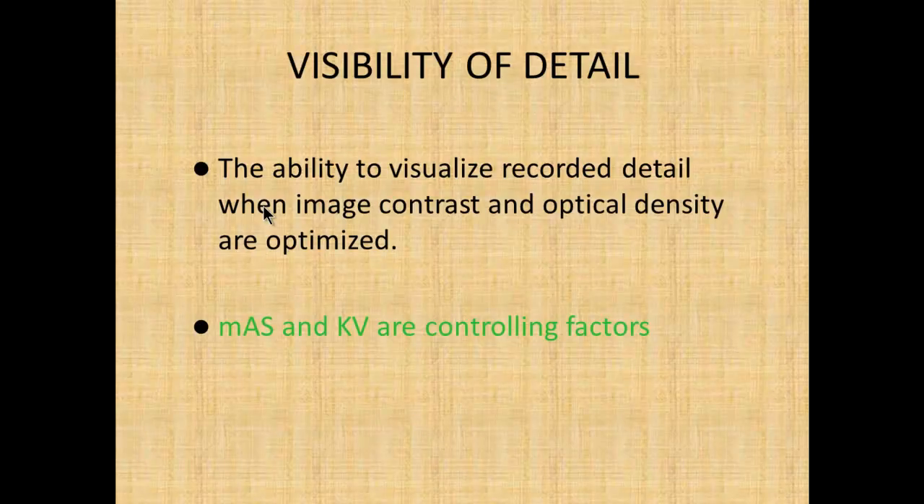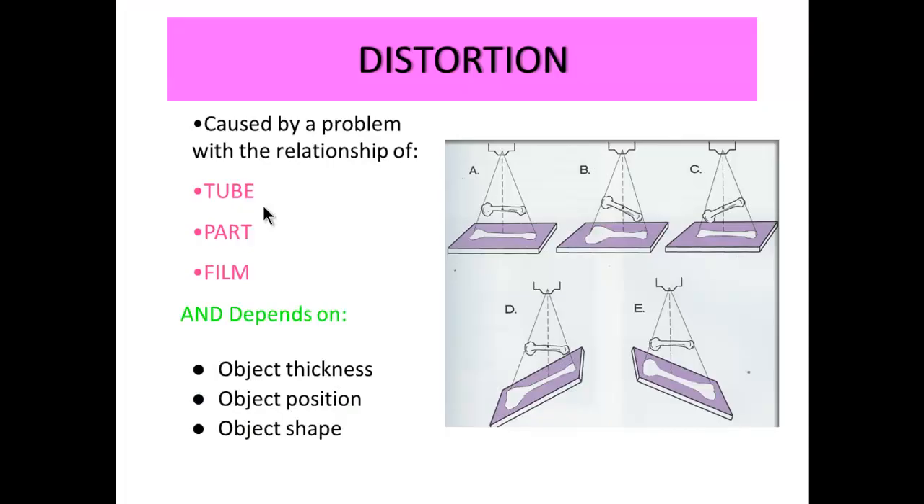Visibility of detail, again, is the ability to visualize recorded detail. In other words, see the detail. So if your contrast and your density are optimized, in other words, they're adequate, then you should have the ability to see the detail. If they are not, in other words, if your mAs is too high, too low, or a kV too high or too low, respectively hurting your density or contrast, then you won't be able to visualize the actual detail that's underneath that density.